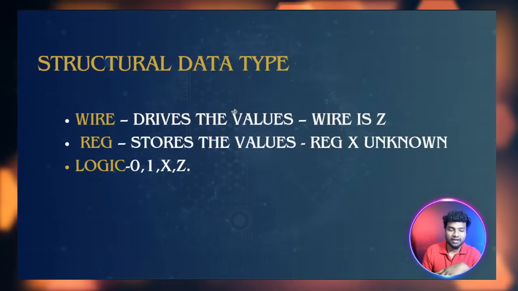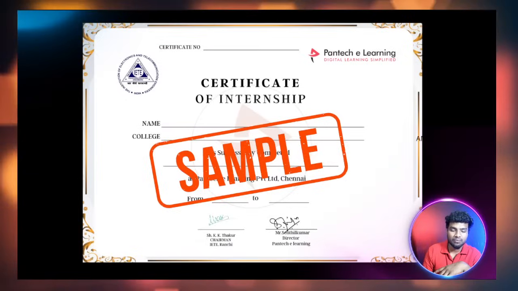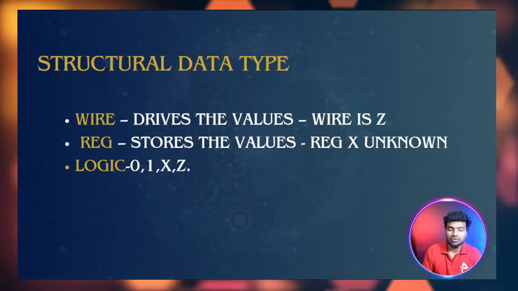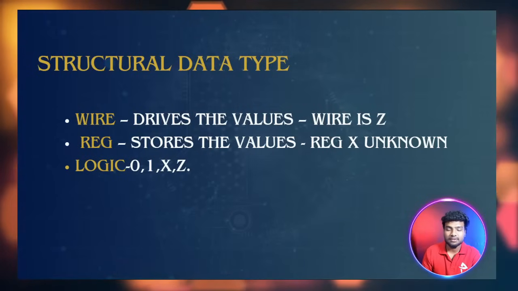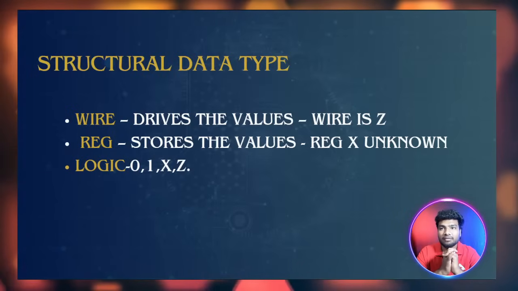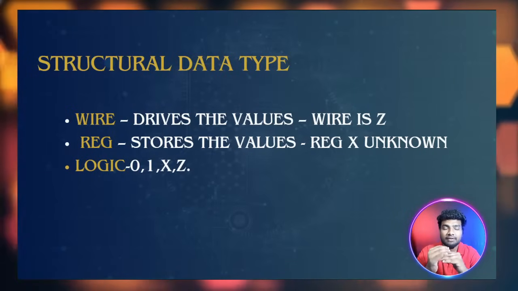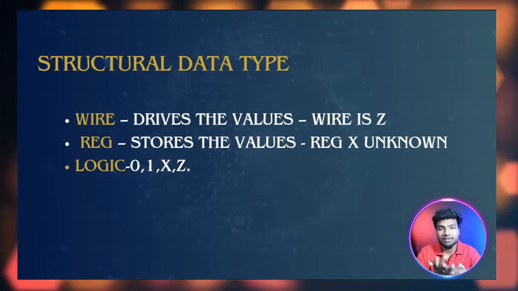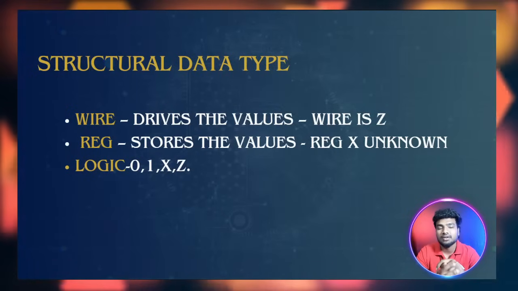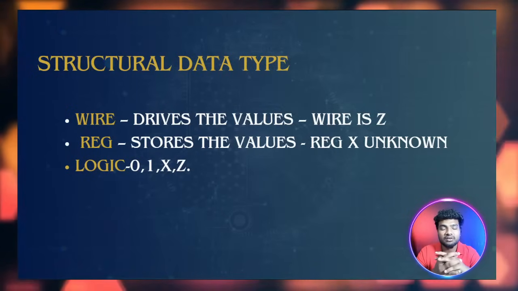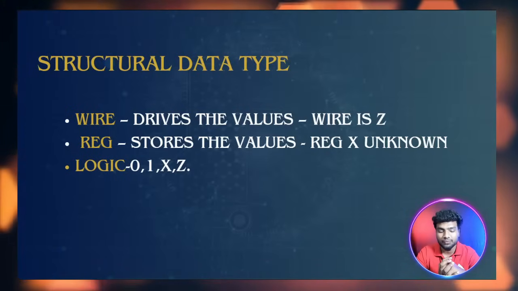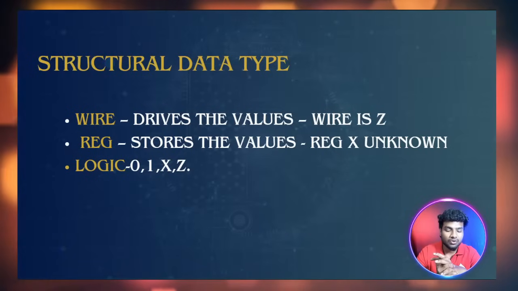Then structural data types, we will see a brief explanation about these data types. Wire drives the values. The default value of the wire data type is Z. We know that every data type has some default value. The default value of the reg data type is X, unknown value. And then logic: 0, 1, X, Z.